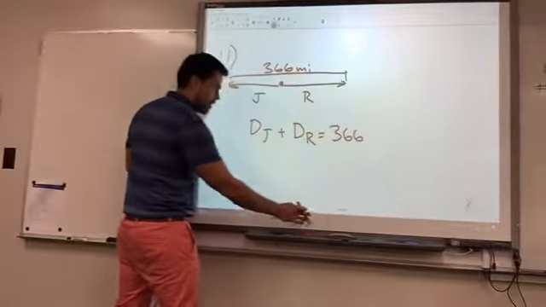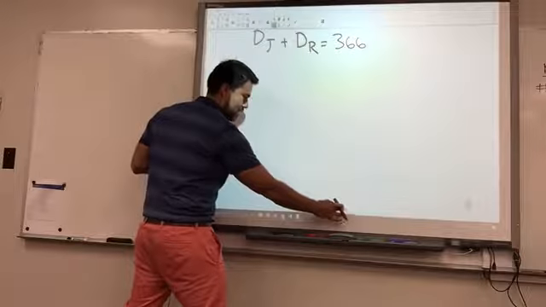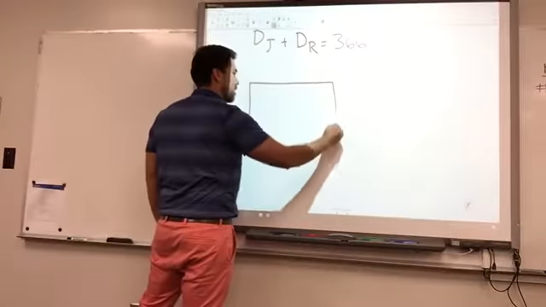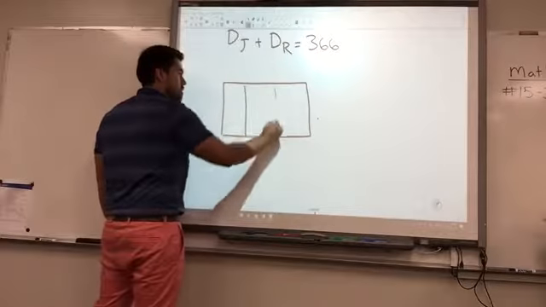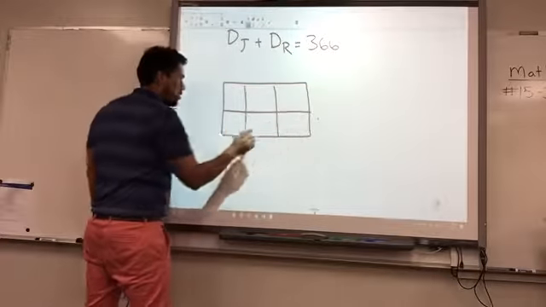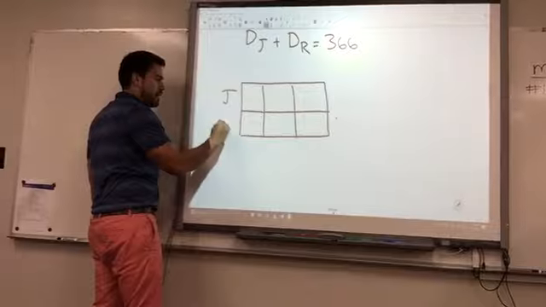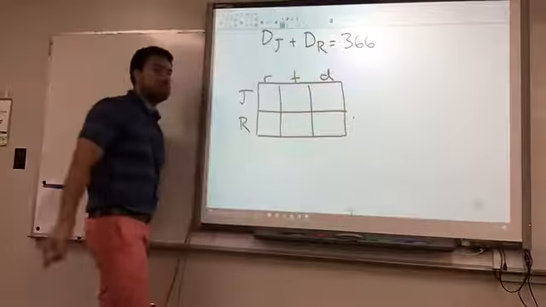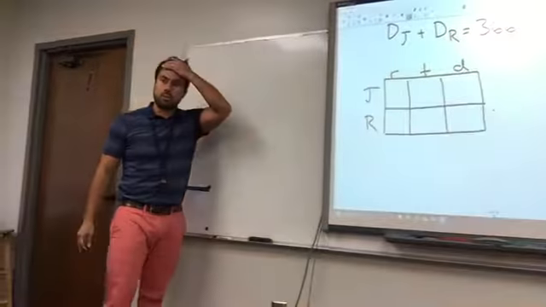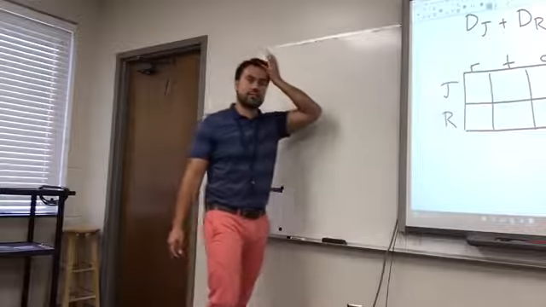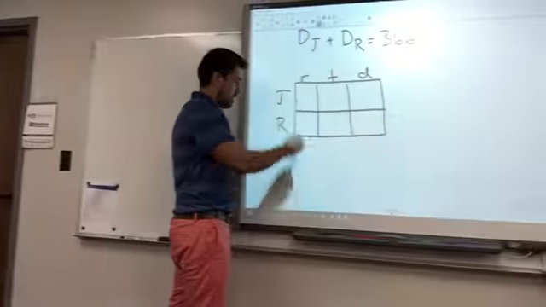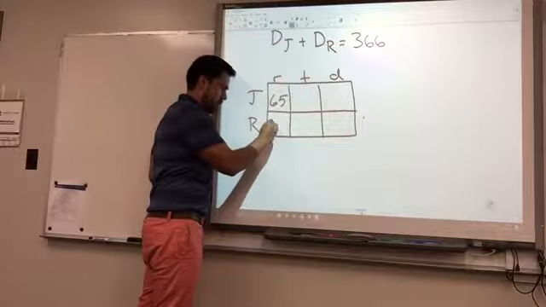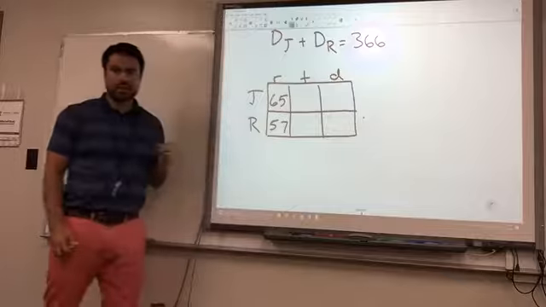I hope you guys are getting better at the chart, or at least feel better. Okay, so my chart here, it's 3 columns, 2 rows. We have Jessica and we have Ryan, and we have RTD. What's the rate of Jessica? What's her speed? 65. Good. What's the rate of Ryan? 57. I have those spots.